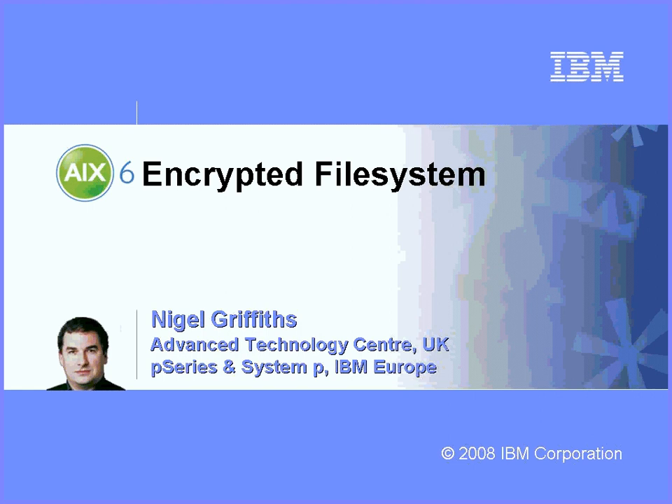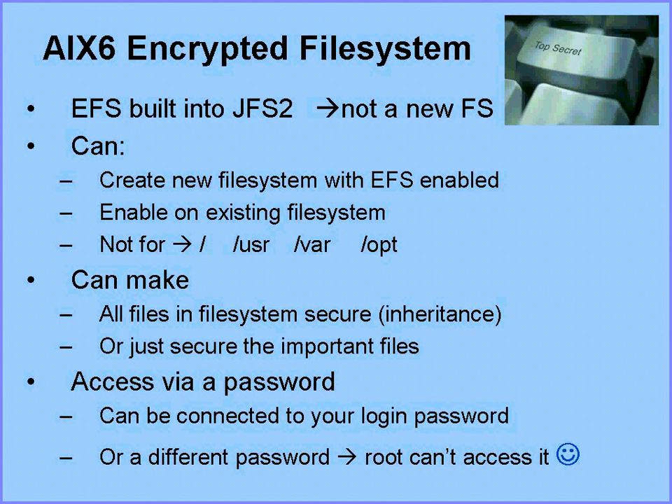In this movie, we're going to look at the new AIX6 feature called the encrypted file system. First, a few important things we need to learn. Firstly, the encrypted file system isn't actually a new file system. It's a feature of the JFS2 file system that we've been using for quite a few years now. So we get all the inherited benefits of that, like logging disk changes and being able to change the size of the file system on the fly.